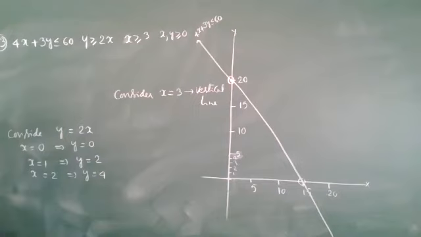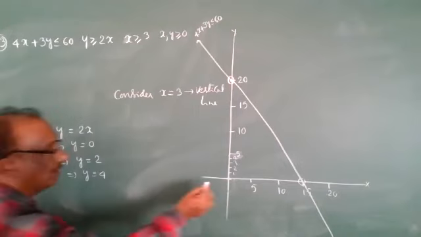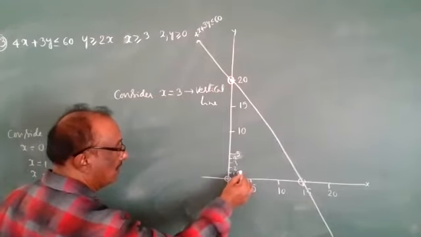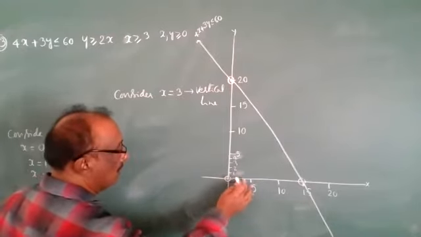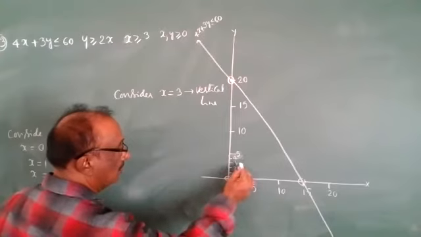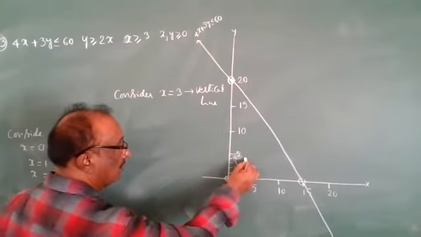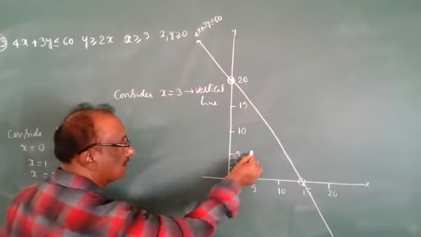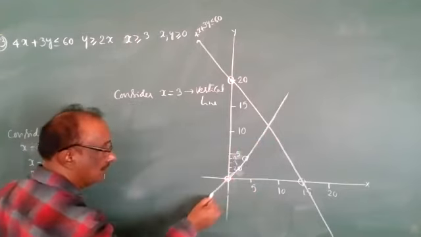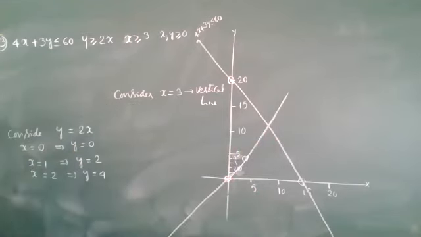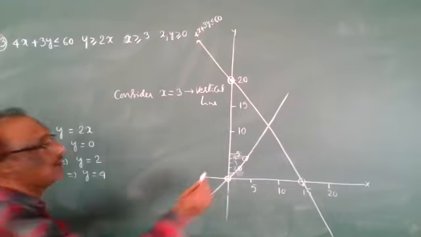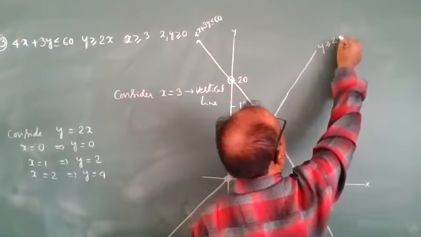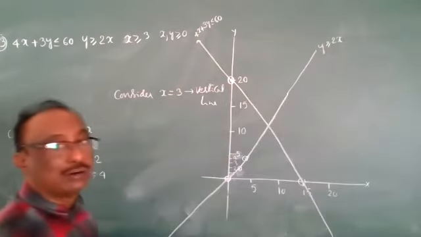Second table: x is equal to 0, y is equal to 0; x is equal to 1, y is equal to 2; x is equal to 2, y is equal to 4. This line is going upward, and it is also passing through the origin. This is y greater than or equal to 2x.